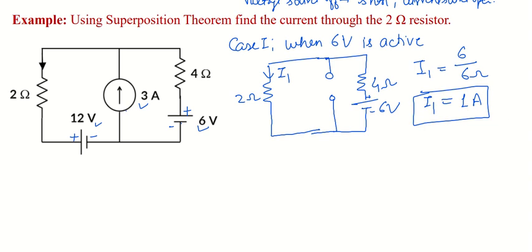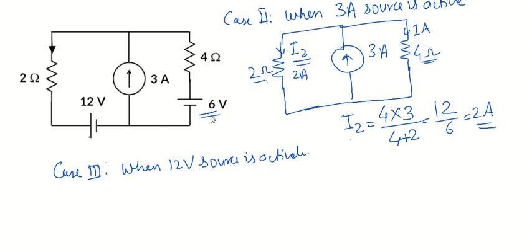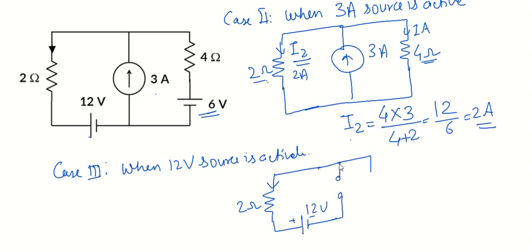So the third case, the only remaining source is this 12 volt. So when your 12 volt source is activated, in this case the second source, which is of 6 volt, will be shorted and this current source will be open circuited. So now it is 2 ohm. Since the direction is already specified, we cannot change the direction now. This is 12 volt, the current source will be open circuited and now the 4 ohm resistance is as it is and this will be shorted here.